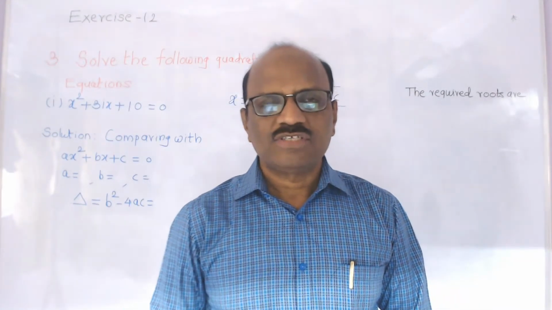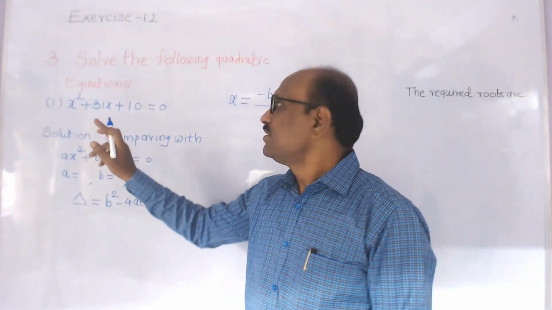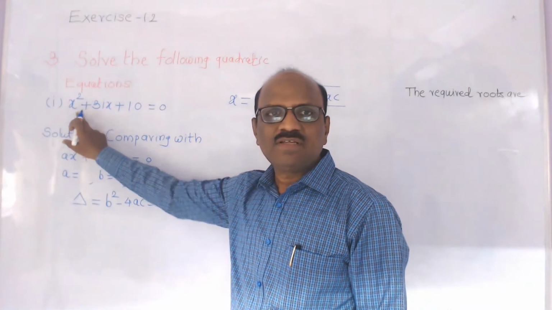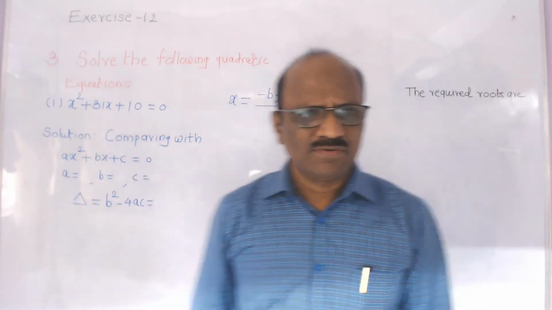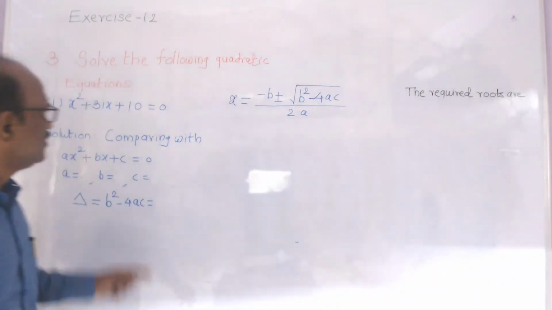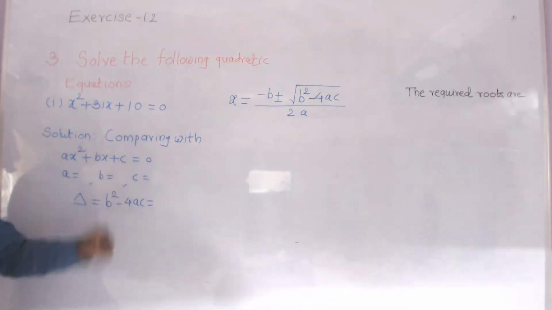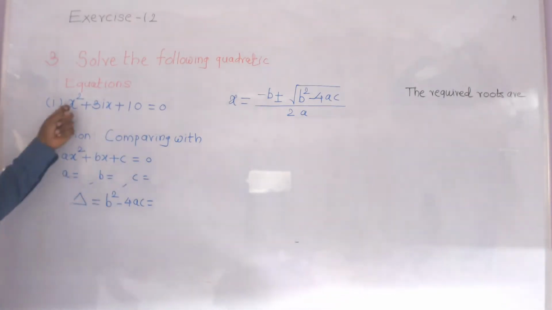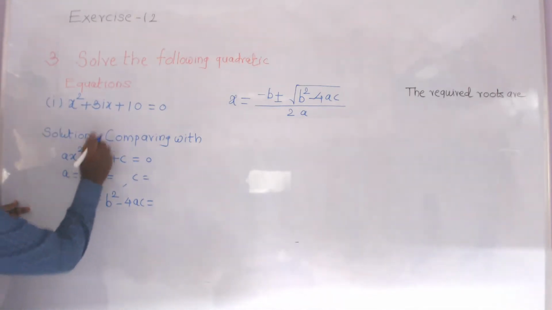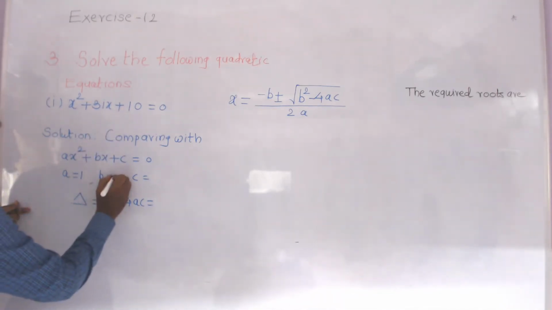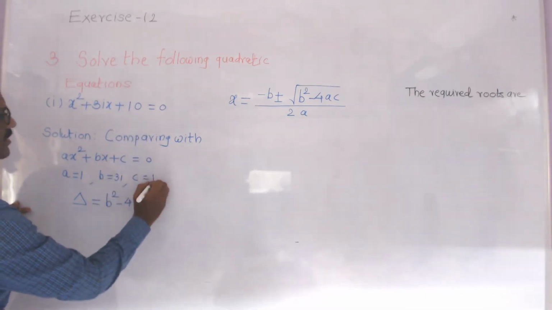Now the next question, that is question number 3. Solve the following quadratic equation. The first is x square plus 3ix plus 10 equals 0. Now again comparing with ax square plus bx plus c equals 0, the value of a, that is the coefficient of x square, is here 1. The coefficient of x is 3i, and the constant c is 10.